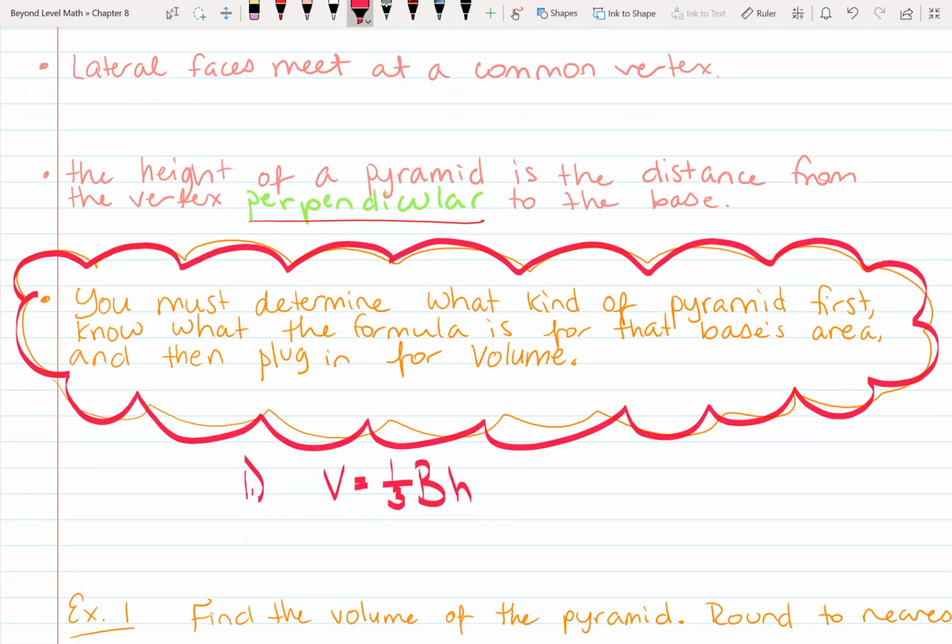And then it's saying you must determine what shape is the base. Well, if it's a triangle, it would be 1/2 base times height of the pyramid, times 1/3. But if it were a rectangular pyramid, it would be length times width instead of 1/2 base times height. So be very careful.